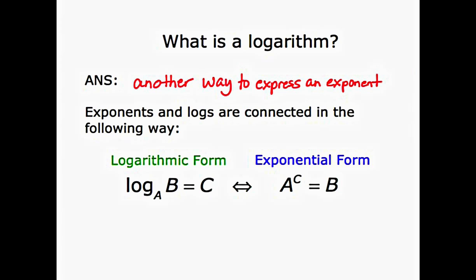Exponents and logs are connected in the following way. Well, in our class we just studied exponential form, which is the form underneath the blue text: a to the power of c equals b. Logarithmic form just takes these elements a, b, and c and places them in slightly different positions. If we look at the equation under the green text, we would read it in the following way: log of b base a is equal to c. So there is this connection between logarithmic form and exponential form. What we'll explore on the next slide is how to convert back and forth between these two forms.